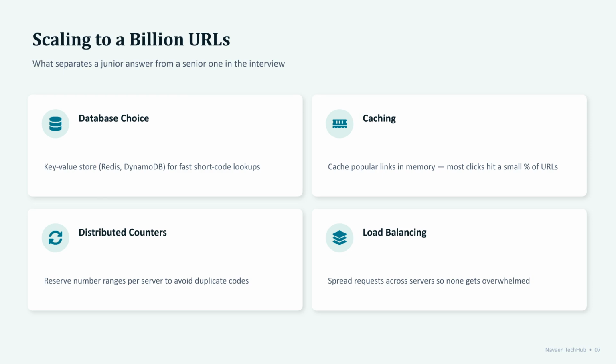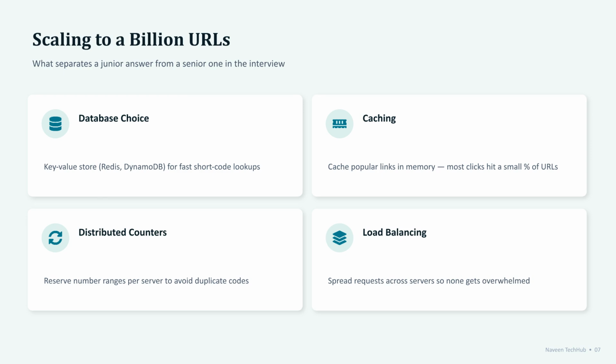First, database choice. For redirect, we mostly do key-based lookup. Given a shortcode, we need to quickly find the original long URL. So a key value database is a very good choice. Examples include Redis, DynamoDB, Cassandra, or any highly scalable key value store. The key is the shortcode. The value is the long URL and metadata.